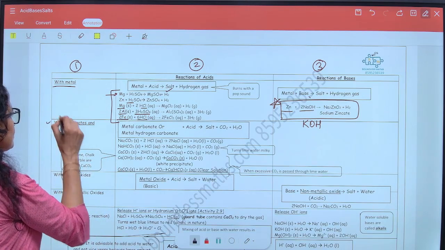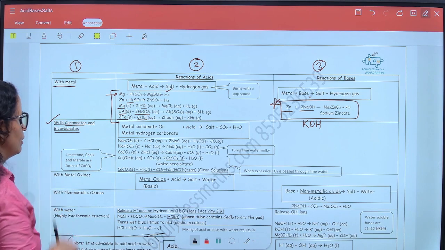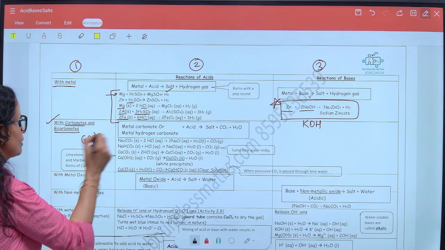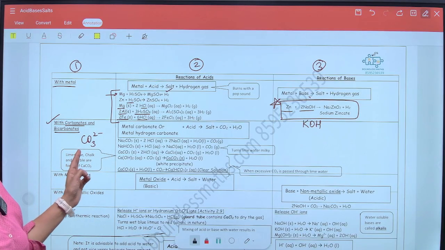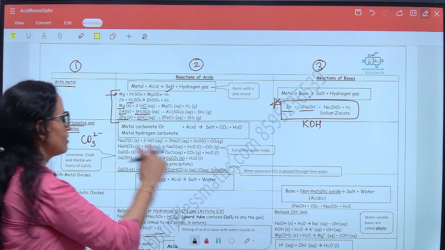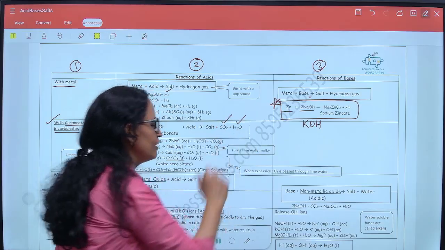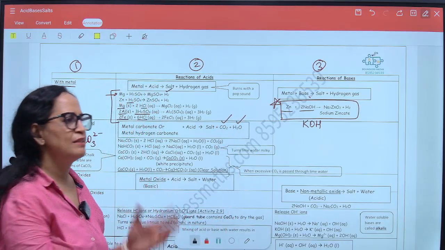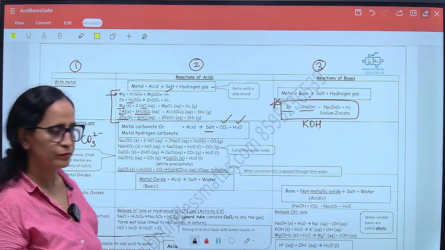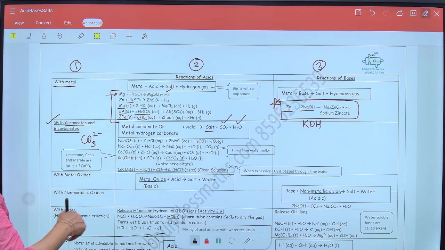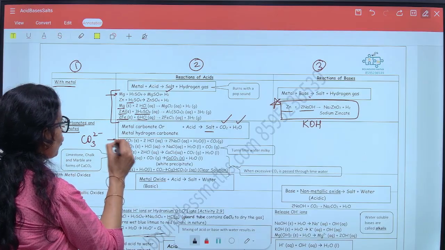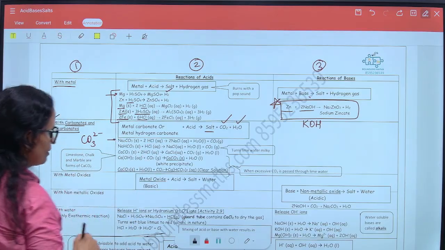Next, reaction with carbonates and bicarbonates. Now as the carbonate ion, CO3 2 minus, as you can see, it is going to release carbon dioxide. So for all these reactions, carbon dioxide and water are formed for sure, and then whatever is left out, you combine those ions to create the salt. So how do you write the reactions with acids and carbonates? For example, sodium carbonate plus hydrochloric acid.